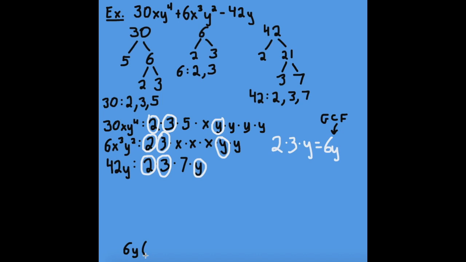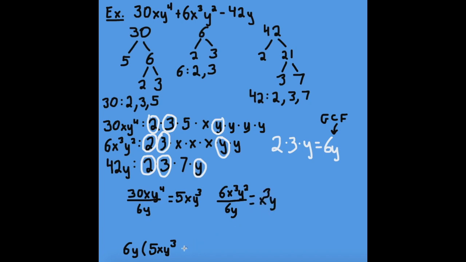Now, we see what each term divided by 6y is. So the first term is 30xy to the fourth. So I will do 30xy to the fourth divided by 6y, which equals 5xy cubed. So I will write 5xy cubed in the parenthesis. The next term is 6x cubed y squared. So I will do 6x cubed y squared divided by 6y, which equals x cubed y. So I will write x cubed y in the parenthesis.